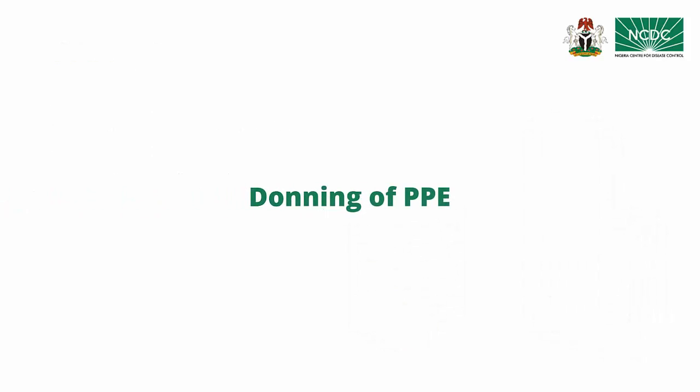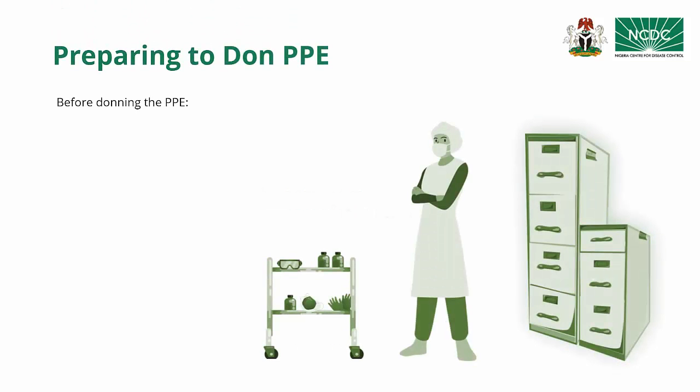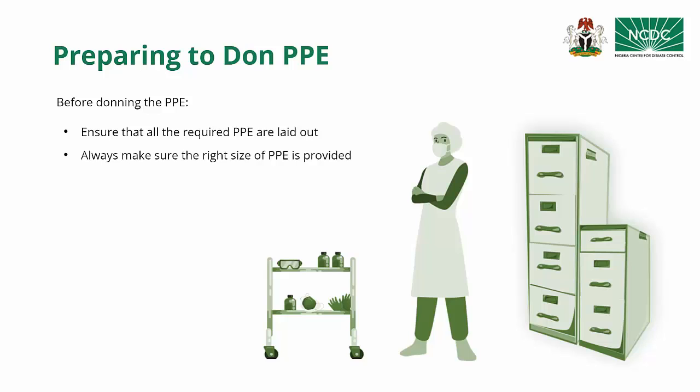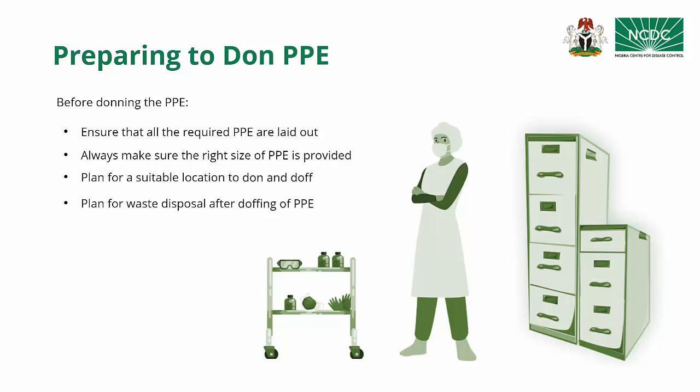A description of how to properly don the various PPE will be provided next. Before donning the PPE, ensure that all the required PPE are laid out. Always make sure that the right size of PPE is provided. Plan for a suitable location to don and doff. Plan for waste disposal after doffing of PPE. And always perform hand hygiene before donning of PPE.